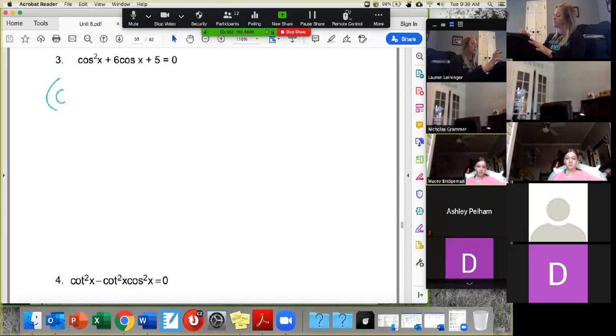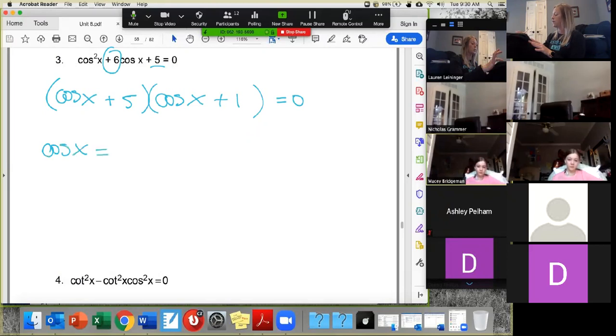I would handle 3 just like I handled question 1. Cosine squared is going to factor into cosine and cosine. What factors of 5 are going to add up to 6 in the middle? 5 and 1. Just like before, once we get this factored, we set our factors equal to 0. Again, if you skip right to where cosine is equal to the numbers, totally fine. I get cosine is equal to -5, and I get cosine is equal to -1.